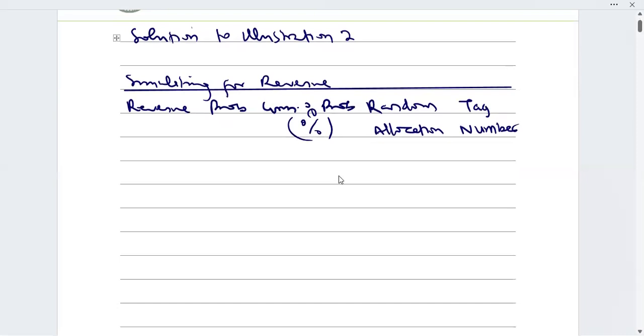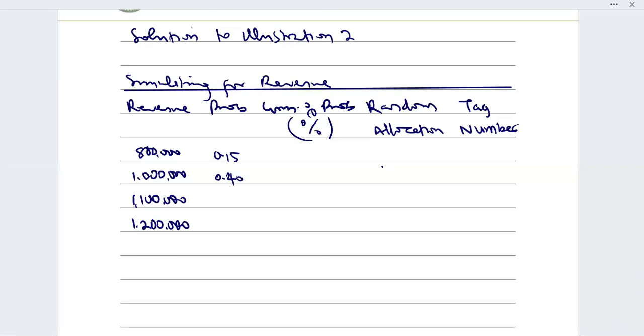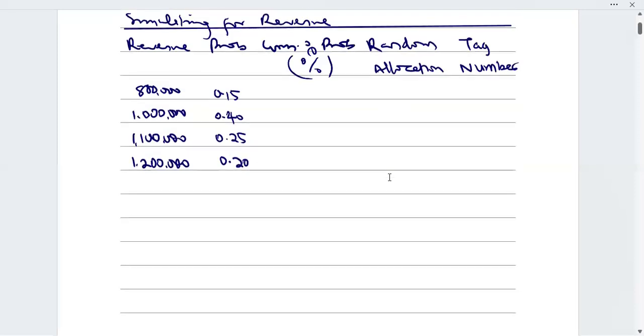We then go back to the question. What are the amounts of revenue? The first one is 800,000. The next one, 1 million. Next, 1,100,000. Then 1.2 million. So those are the revenue given. Now the probabilities: 0.15, 0.40, 0.25, and 0.20. Remember what I said, at all times your probability must be equal to 1.